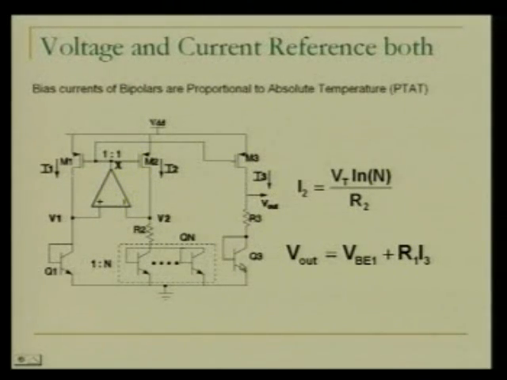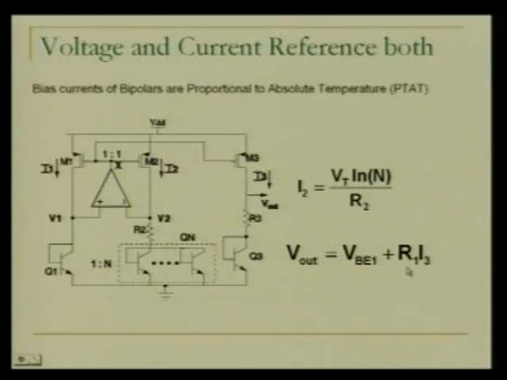So if we put Q3 and Q1 to be the same size, then the output voltage would be the voltage drop across R3 and this VBE drop. And this VBE drop is equal to that of Q1. You see here, this I3 equals I2, which is equal to VT ln N by R2. This is my positive temperature coefficient, and VBE1 itself is a negative temperature coefficient.